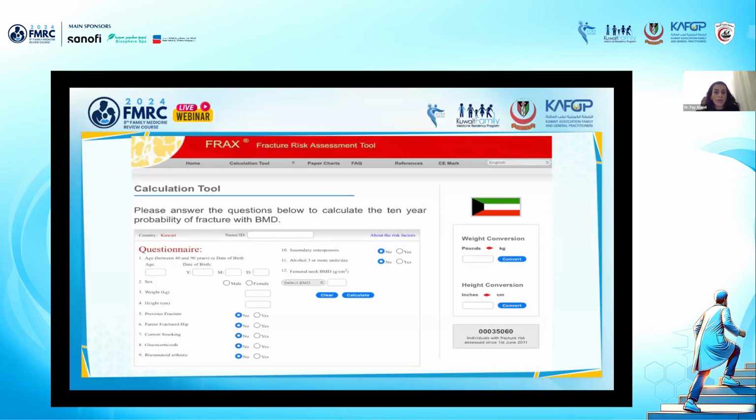So as you know, it is composed of 11 questions. Seven of them are dichotomous, which means it's either a yes or no answer, in addition to the patient's age, gender, BMI, and if available, the result of the DEXA scan. So it is similar to the cardiovascular risk calculation tool. It's just a tool to calculate the risk.